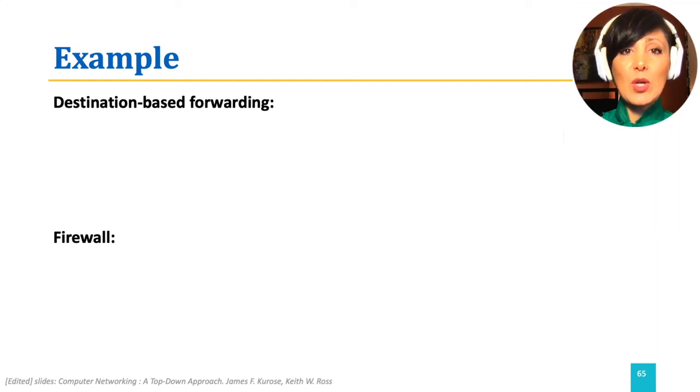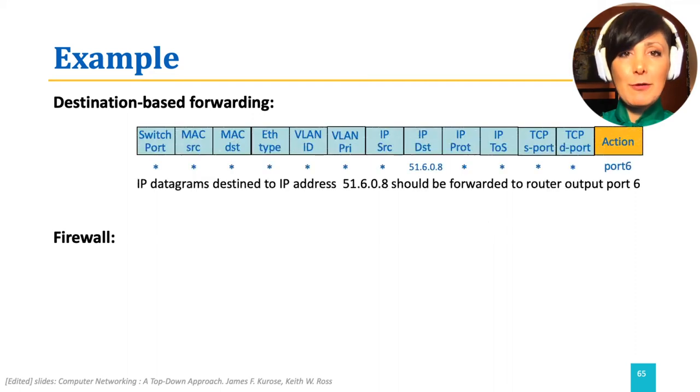Let's explore some more examples together. Destination-based forwarding could be performed in the generalized forwarding by only setting the rule for the destination IP address in the flow table, setting the action as a port to forward the packet to.